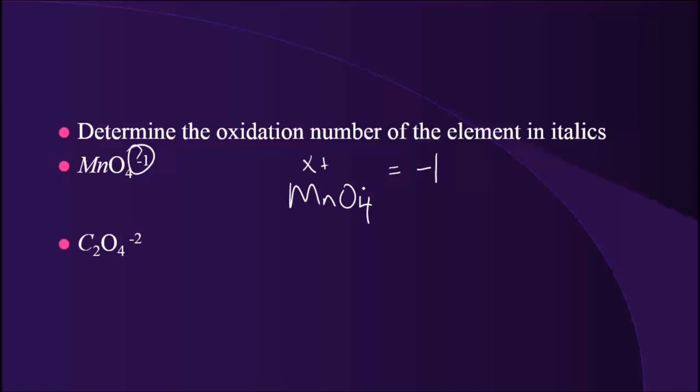All right, so if manganese is our X, oxygen, we should know what it is. What is the charge on oxygen? 4 times -2 is -8. Okay, what must X be? Once it reacts with the -8, gives us -1. So it's not a complete balance. The answer is?